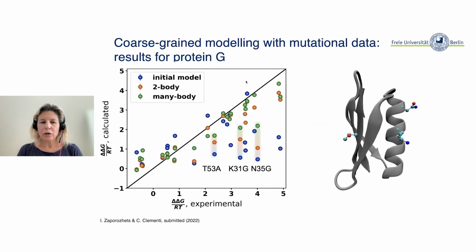But when we go to protein G, the situation is different. The initial model is in blue. When we used two-body interaction only, there are three residues, these three here, that are still far from the experimental data. The calculated values are far from the experimental data. These three mutations are highlighted here in the protein, and they are exposed to the solvent. This makes sense because we are using two-body interactions, and these residues are exposed to the solvent. It's clear that the solvent needs to be taken into account somehow, and two-body interactions cannot do it.